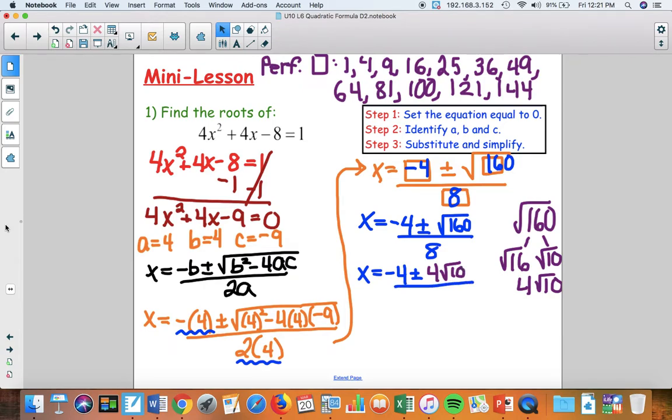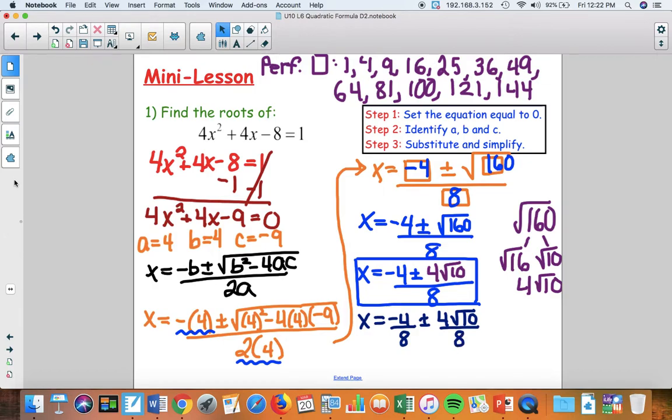Now you can see your answer written like this. So what we just wrote could be an answer. But you can also see this answer simplified even more. So I am going to show you how to simplify it more in case you do come across that. So what we can do is actually divide that 8 by both terms. So we can do -4 divided by 8 plus or minus 4 radical 10 divided by 8.